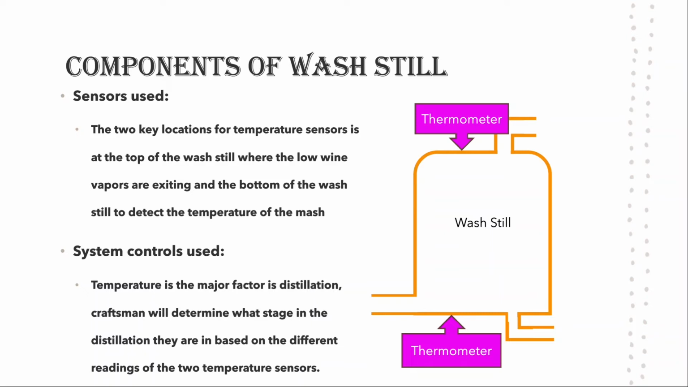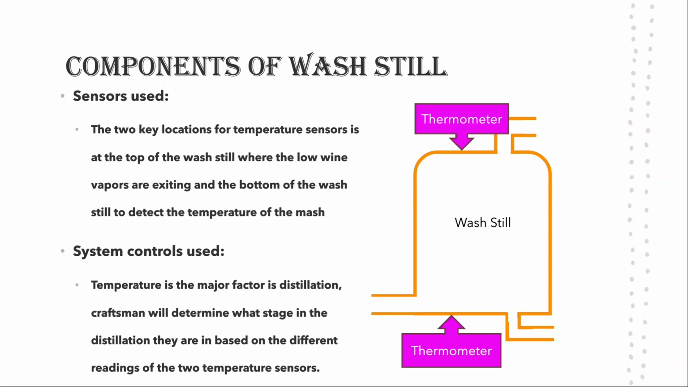The top thermometer, if reading too high of a temperature, can indicate pressure building up. The lower thermometer, if reading too high of a temperature, can indicate a burning of the mash, which can greatly affect the flavor and safety of consumption for the final product.